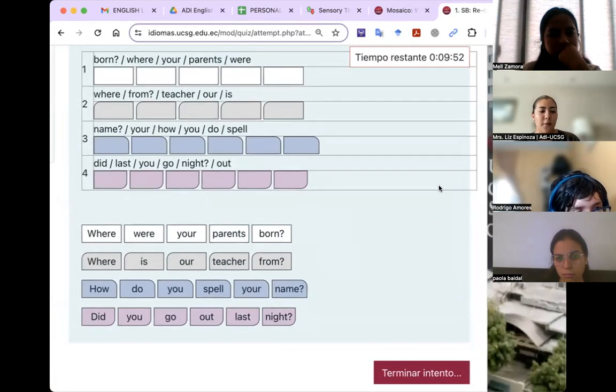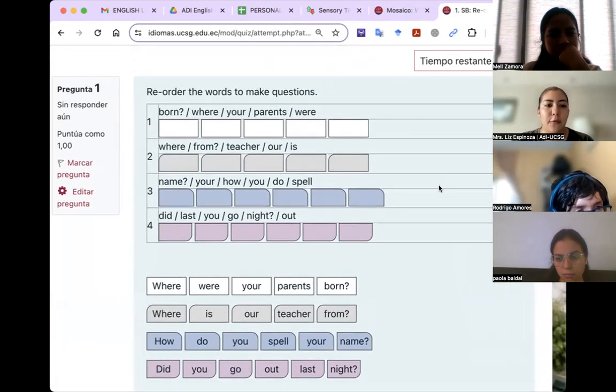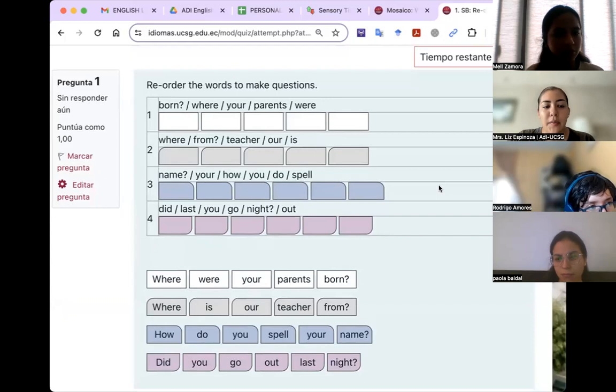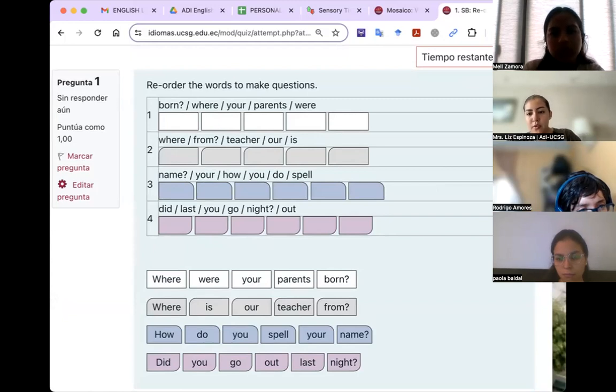Here we have 4 versions of questions that we have to reorder, okay? So, in this case, the number 1, we're going to do it together, and then I'm going to ask one student to do number 2, another student number 3, and the last one number 4, okay? So Miss Liz is going to be doing number 1. Mel, you're going to do number 2. Rodrigo, number 3, and Paola, number 4, okay? So you can start thinking on the options right now.